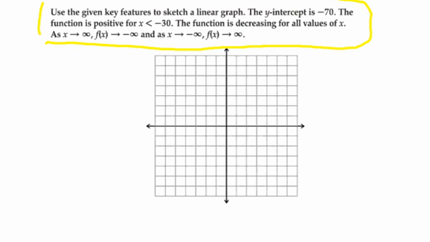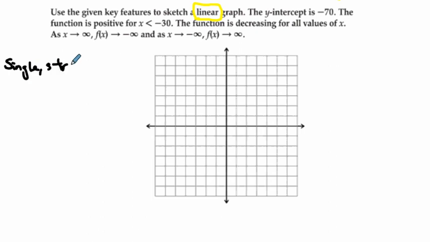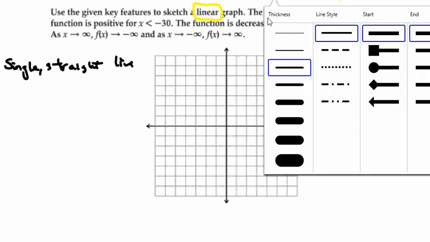And so now what we're going to do is go through this and decode this and pull out the information that we need so that we can start sketching this. So it says, use the given key features to sketch a linear graph. That's the first piece of information: linear. If this is linear, the first thing we know is that this is going to be a single straight line, because that's the definition of what makes a graph linear, okay?